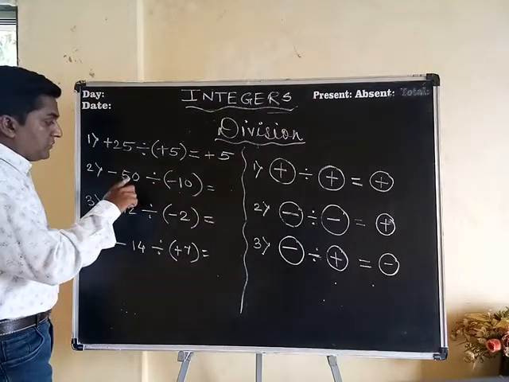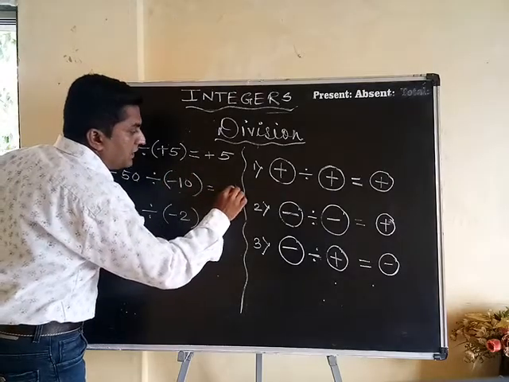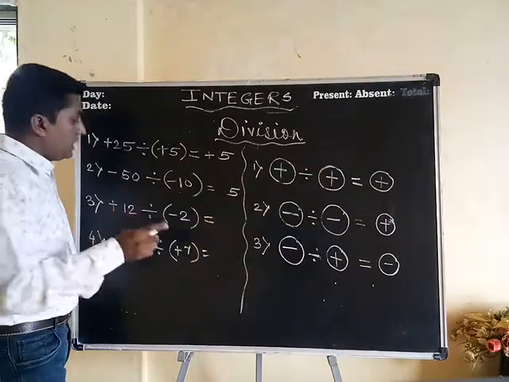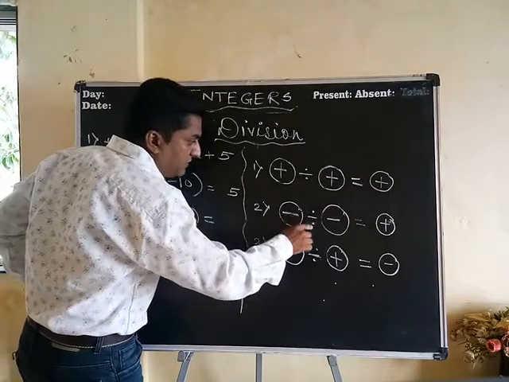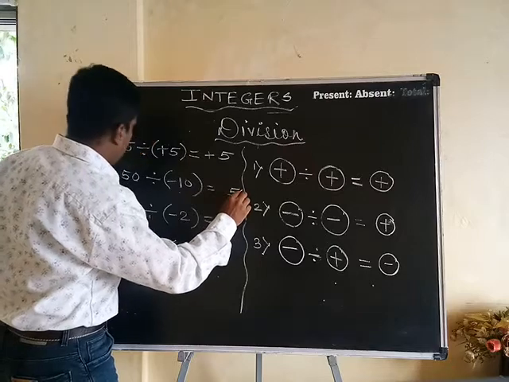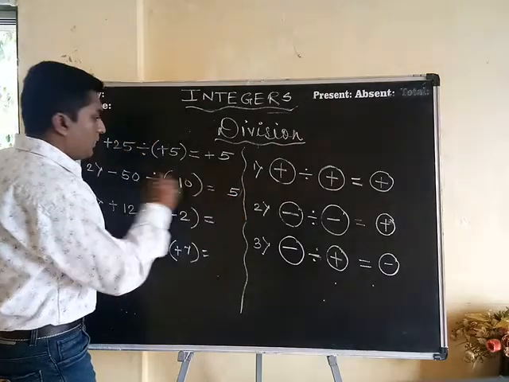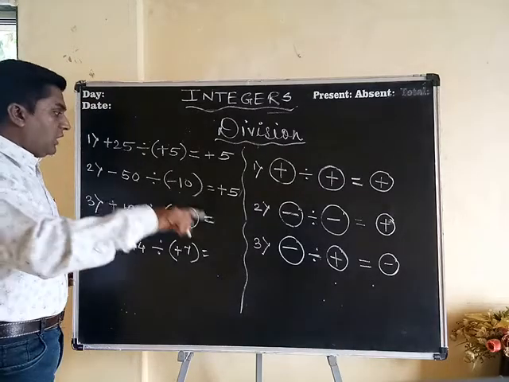Second sum says 50 divided by 10. 10, how much are 50? 10 fives are 50. But negative divided by negative, the rule number 2 says negative divided by negative must be positive. So here I forgot to write, okay, it is right, it must be positive. Got everybody? Now the next one.